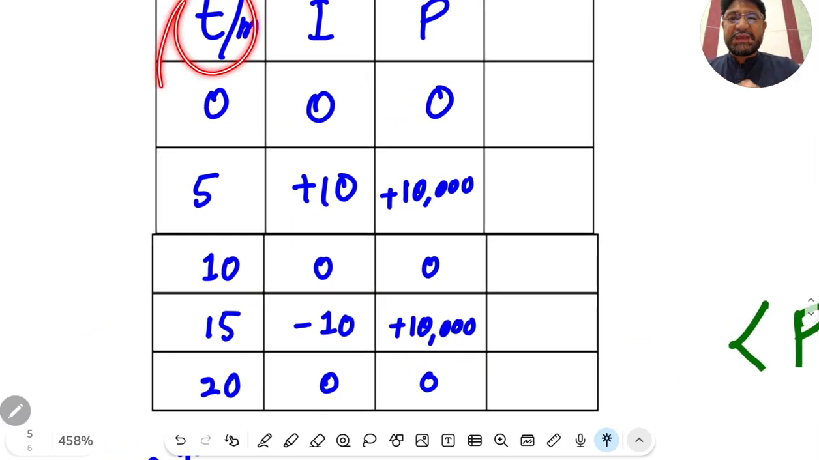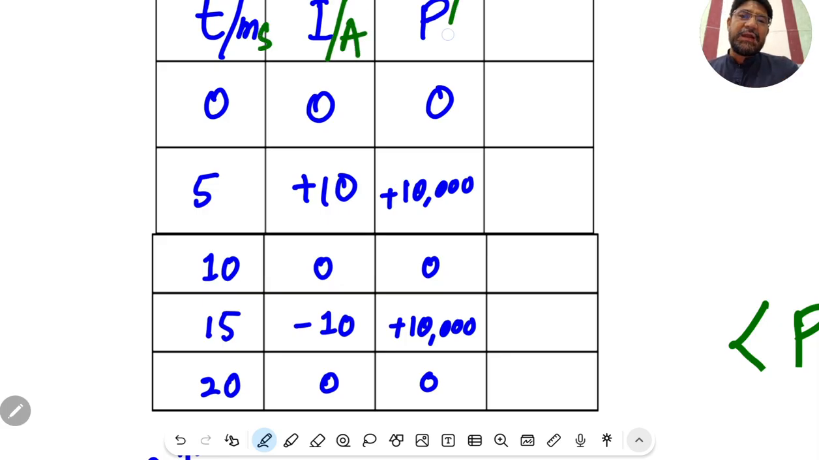Time in milliseconds, peak current, and yani current at that time. Sorry, this time is in milliseconds, right? And the current is in amperes and power is in watts. So here we go, guys.